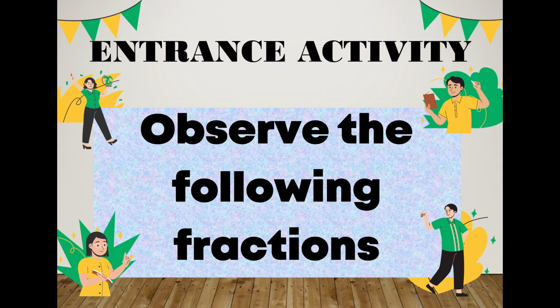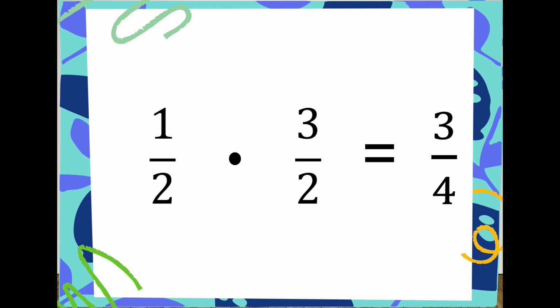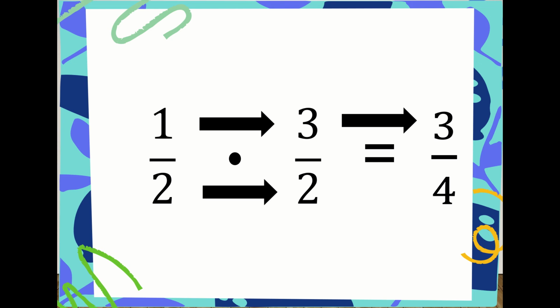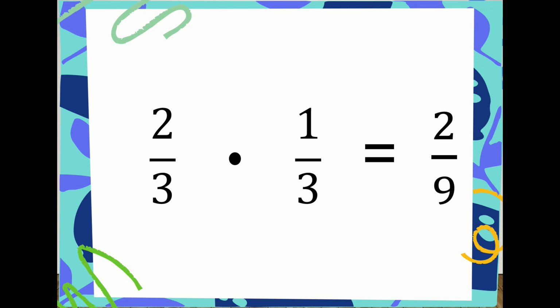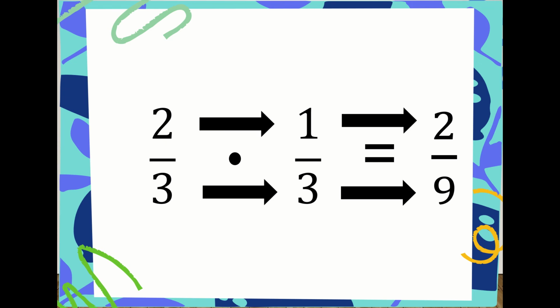Again, please observe the following fractions. If we have 1 over 2 multiplied by 3 over 2, it will become 3 over 4. So, 1 times 3 becomes 3, and 2 times 2 becomes 4. Next, if we have 2 over 3 multiplied by 1 over 3, it will become 2 over 9. How is it? From 2 times 1, it will become 2, and 3 times 3 becomes 9.